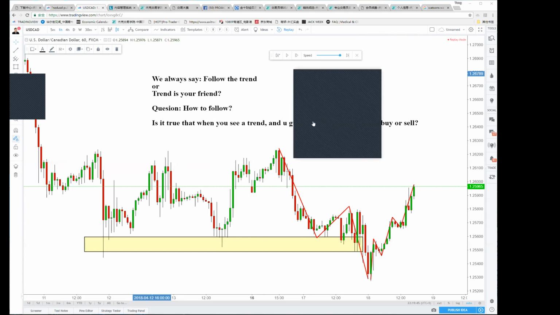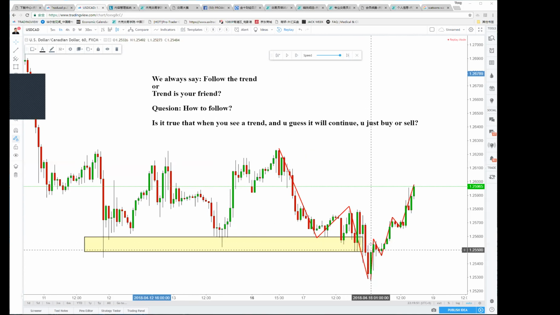Some people say need to check on a higher time frame. No, wait for confirmation. No, there's no confirmation. A trend is a trend. This is definitely an uptrend. You don't need to have any confirmation. It's already confirmed. But my question is, once you confirm the trend, how will you apply it to follow? That's the important thing, and that's the most difficult thing.